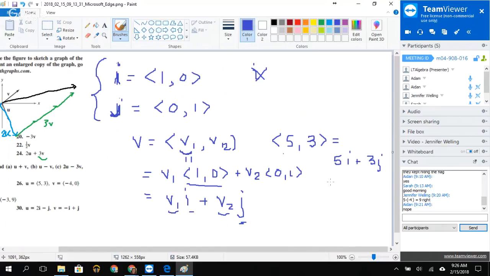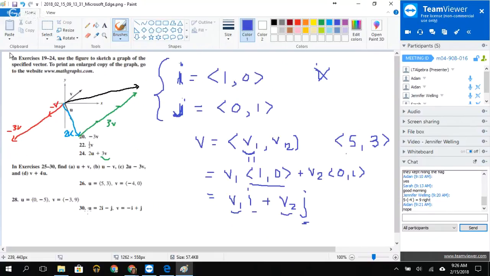Okay, so how does that work? For example, number 30, they've given us 2 vectors, and they've given us this by representing it as unit vectors. So we have u equals 2i minus j, and v equals -i plus j.